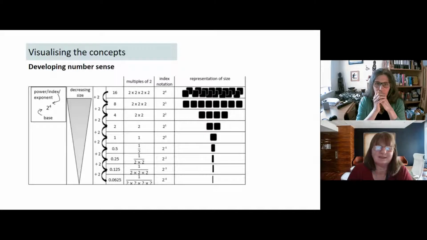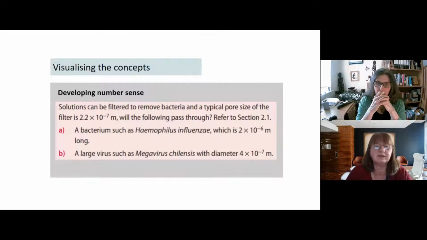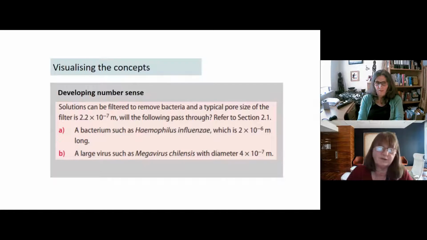So as you get the power to be a bigger number and more negative, then the overall number is getting smaller and smaller and smaller and smaller. So developing that number sense through visual diagrams, but also through questions. So here's an example. We've got solutions, filter to remove bacteria. There's the pore size of the filter. And then we've got a bacterium, and then we've got a virus. And getting them to apply that idea and think about which of those numbers is larger and which is smaller.